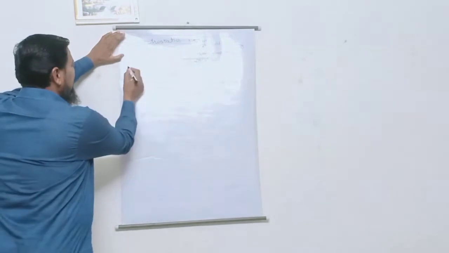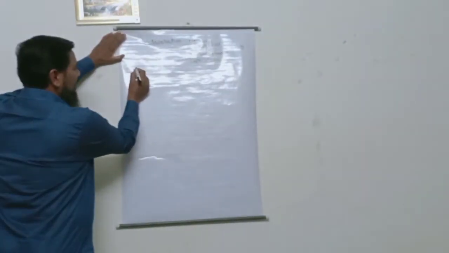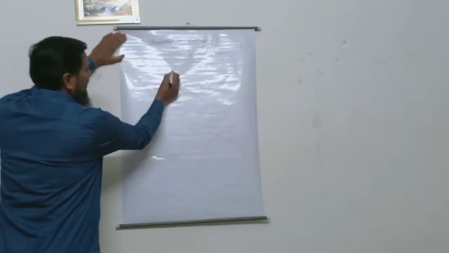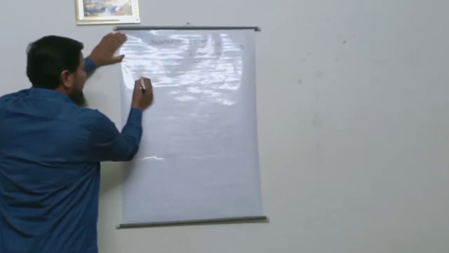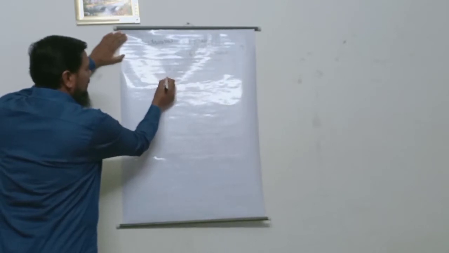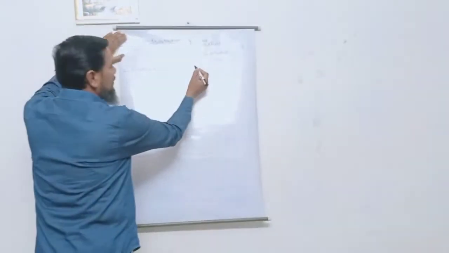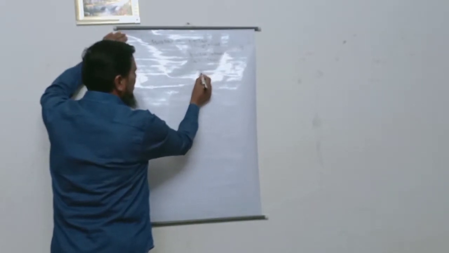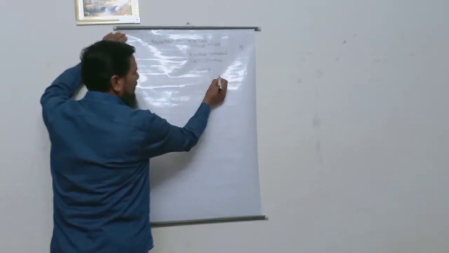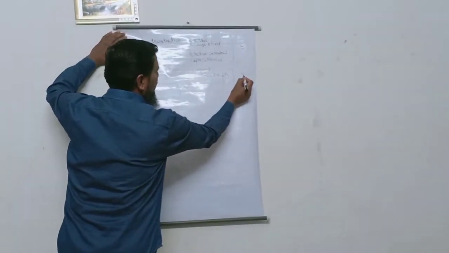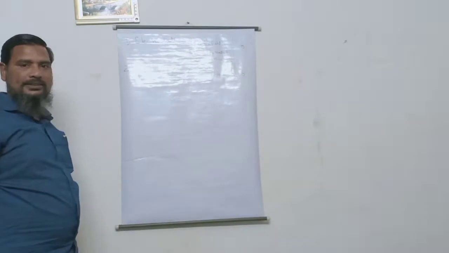Then unit number 2 is called current electricity. It is mentioned in chapter number 3 with the same name, current electricity, in NCERT. And its weightage is also 8 marks.